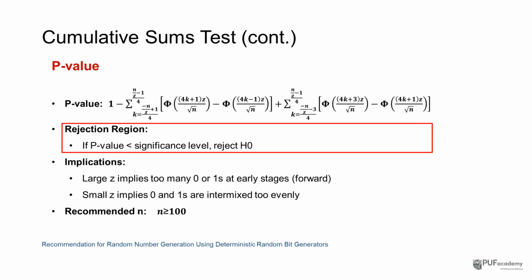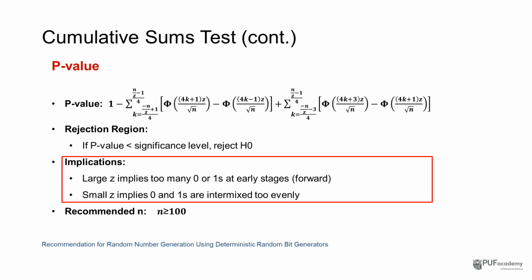Once we have the p-value, we apply the rejection region rule. If the calculated p-value is less than the predetermined significance level, usually 0.01 or 1%, we reject the null hypothesis, denoted as H0. Rejecting the null hypothesis means we conclude that the sequence is not random. The result has clear implications based on the test statistics we found earlier. A large z-value implies that there were too many zeros or ones clustered together, especially at the early stages of the sequence, if we are running the forward test. This indicates a definite non-random trend.